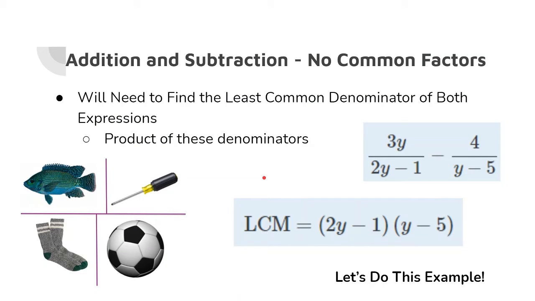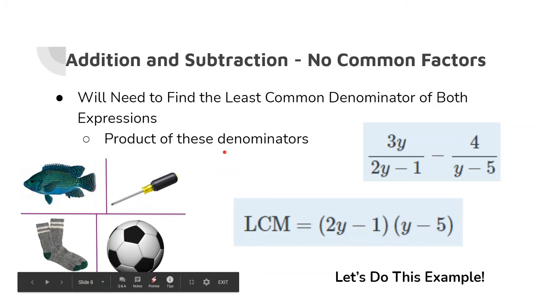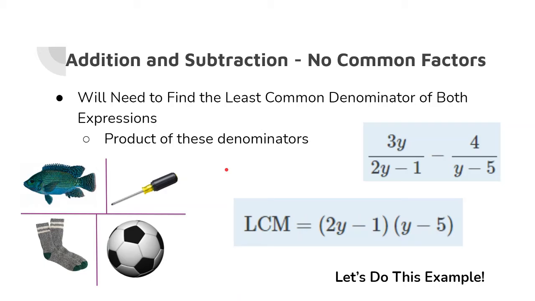All right. So now we have adding and subtracting rational expressions that don't have any common factors. So far, all of the rational expressions we've added and subtracted shared some factors. But what happens when they don't have any factors in common? In this case, we're going to have to figure out the least common denominator of both of the expressions. And in order to do that, we have to find the product.